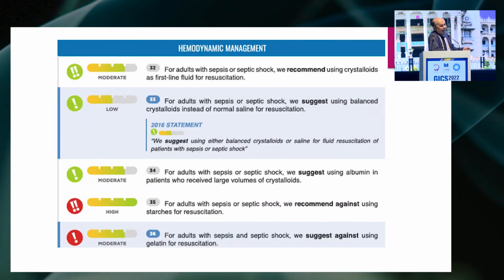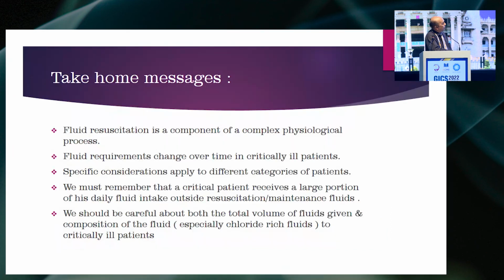The guidelines, that is our Surviving Sepsis guidelines 2021, made a change. From the 2016 statement that we suggest using either balanced crystalloids or saline for the fluid resuscitation of patients with sepsis or septic shock, they have changed it to: for adults with sepsis or septic shock, we suggest using balanced crystalloids instead of normal saline. They have made a clear-cut recommendation not to use normal saline, but to use balanced crystalloids. But now with these 2022 trials, I don't know, maybe next time they will go back to the 2016 statements.